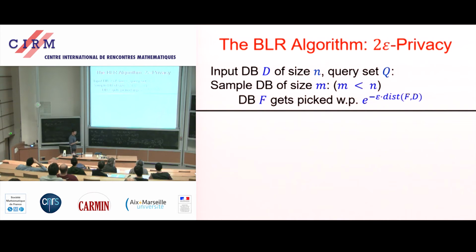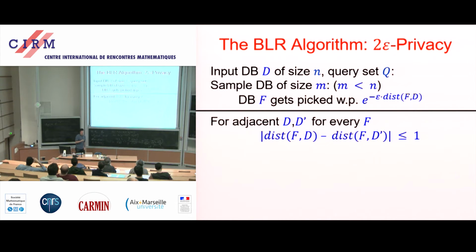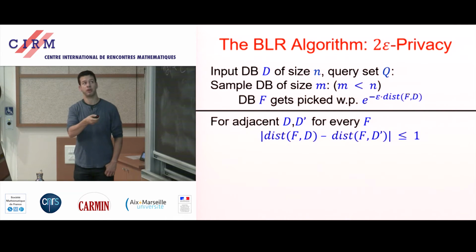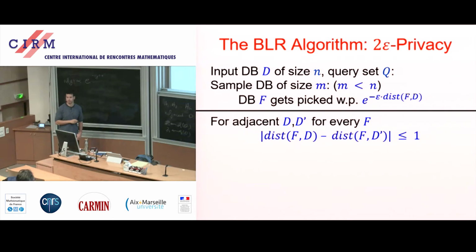Let's see the proof of privacy, and I think that'll make it clear. Why is this a private algorithm? For two adjacent data sets, D and D prime, and for any candidate output f, I claim that the difference between the distance of f from D and the distance of f from D prime is at most 1. This is because the answer to every query on D or on D prime can only differ by 1, so the distance according to the maximal query between D and f and between D prime and f can only vary by 1. Just by the low sensitivity of these counting queries, this distance doesn't change by much when we go from D to D prime.